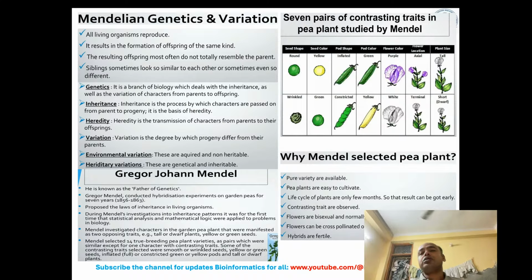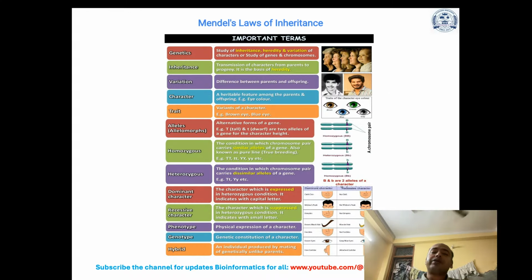The seven pairs of contrasting traits in the pea plants studied by Mendel are shown here. And why did he select pea plants? Pure varieties were available, and pea plants are easy to cultivate. The life cycle of the plants is only a few months, so results can be obtained early. Contrasting traits are observed. Flowers are bisexual and normally self-pollinated. Flowers can be cross-pollinated only manually. Hybrids are fertile.